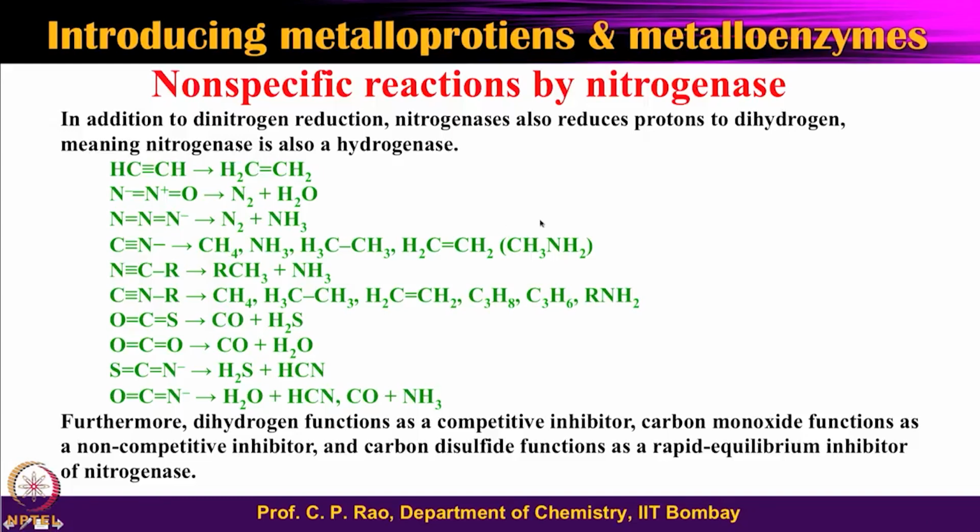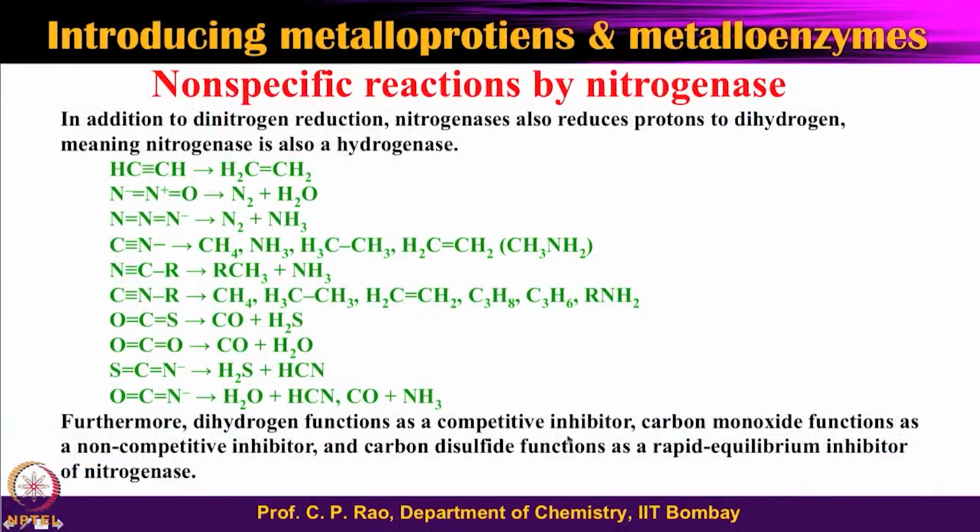What does it mean? It means if you take this enzyme into a test tube and use the regular conditions for the enzyme to function, and then use any of these as a substrate, you get the product. Okay. So, among all these, dihydrogen functions as a competitive inhibitor, which N2 will replace, and carbon monoxide will act as a non-competitive inhibitor, meaning it cannot be replaced, and carbon disulfide can function as a very rapid equilibrium kind of inhibitor for the nitrogenase too.